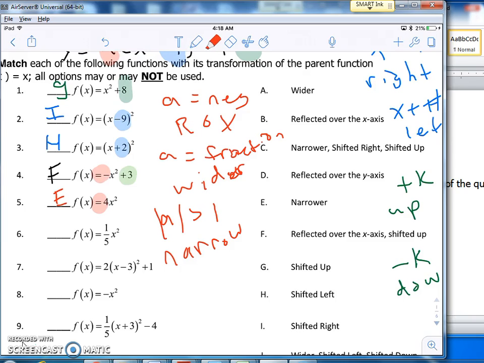1/5 X, again, that's just our A value. It's a fraction, or it's better to think of it, it's between -1 and +1. The fraction is going to make it look wider, although it's actually a vertical shrink.